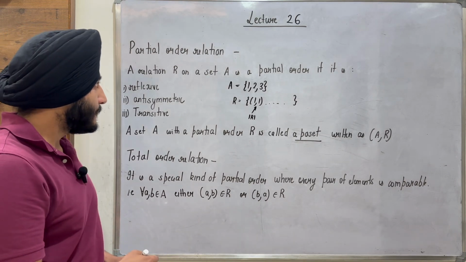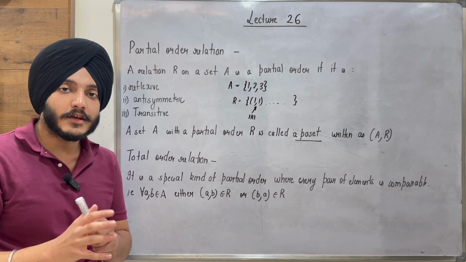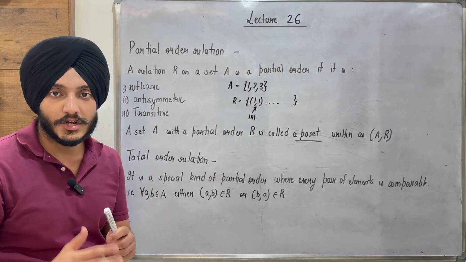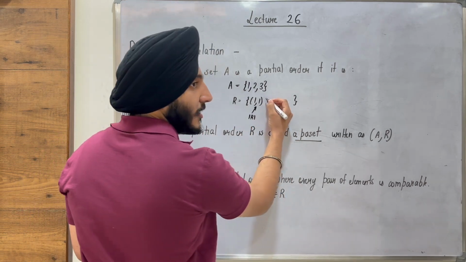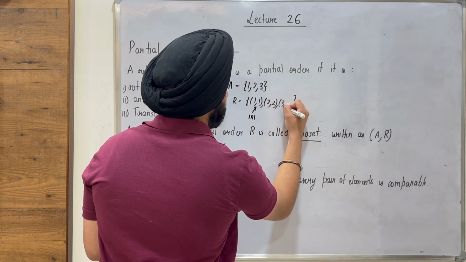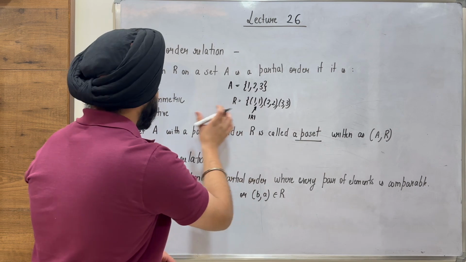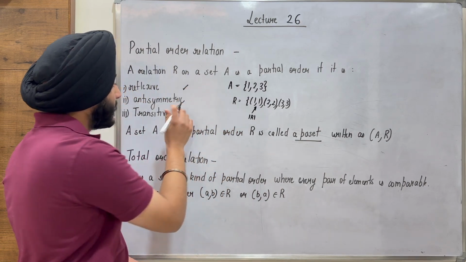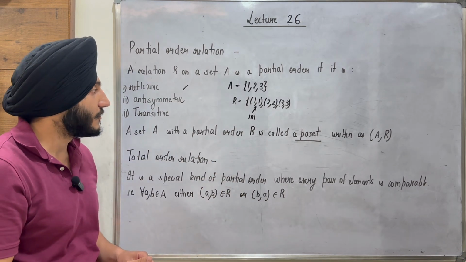Now the point is, it should be reflexive. The reflexive point is that all the elements should be related to themselves. So for example, if it's reflexive, then 1 should be related to 1, 2 should be related to 2, and 3 should be related to 3. So these are the three conditions for reflexive. That's one condition that we need to follow for partial orders.